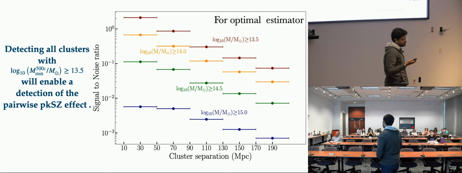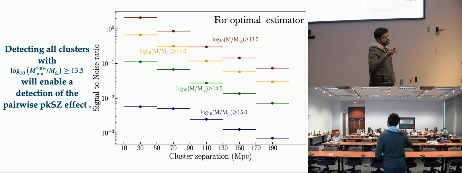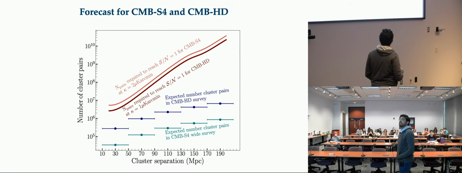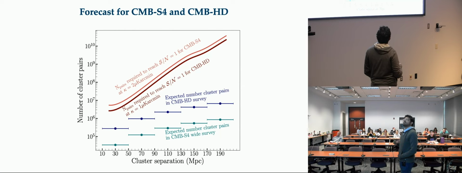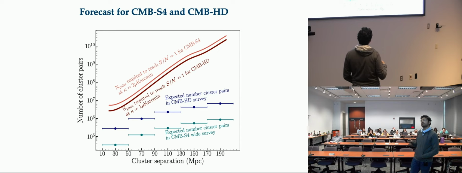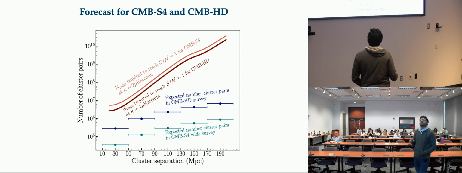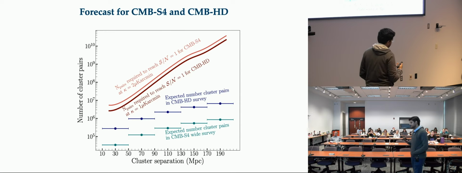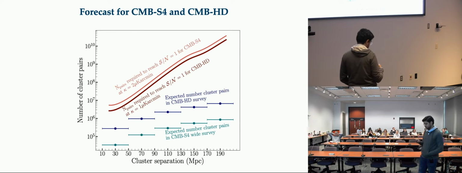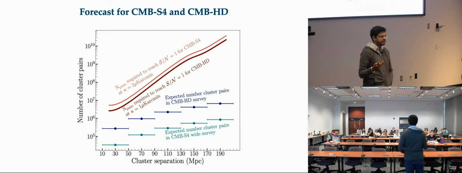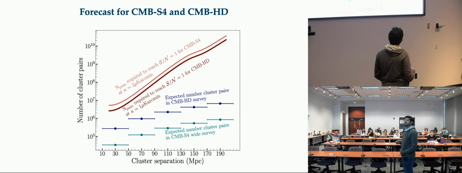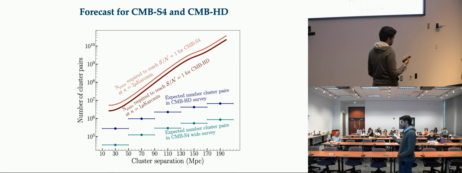But obviously, at least in the near future, we cannot detect all the clusters above 10 to the power 13.5 solar mass. So we did a more realistic survey, where we took the clusters from an SZ survey such as CMB-S4 or CMB-HD. What I have plotted here, on the y-axis, is the number of cluster pairs you require at least to detect this signal at a signal-to-noise ratio of 1, for a given sensitivity and angular resolution of the CMB-HD and CMB-S4 experiments. On this blue and cyan curve, we have shown the expected number of such pairs that you will get from this survey. You can see that the expected number of pairs falls short of the required number to reach a signal-to-noise ratio of 1.